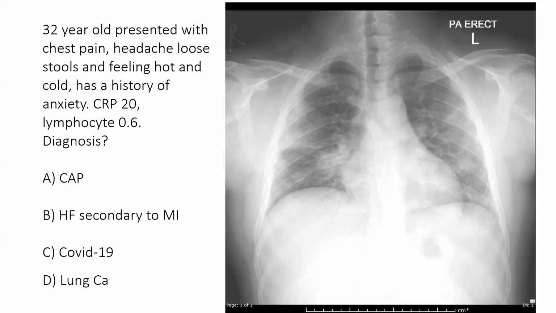So we have a 32-year-old patient who presented with chest pain, some headache, some loose stools, feeling hot and cold. But he has a history of anxiety, and usually when he feels anxious, he gets hot and cold. His CRP is about 20, his lymphocyte count is about 0.6. This is his chest X-ray. So based on the clinical history and the chest X-ray, what do people think the most likely diagnosis is?